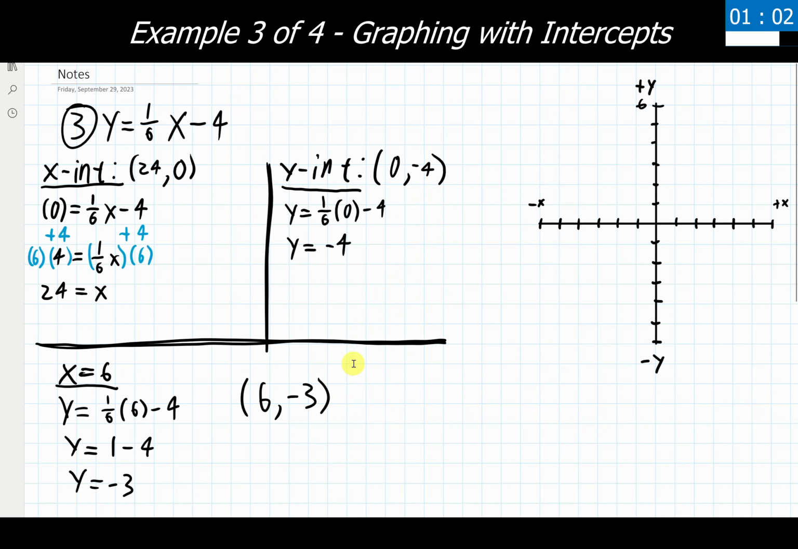I'm going to go ahead and fill in the last of my labeling on the graph over here. Oops, make that a better 6. There we go.